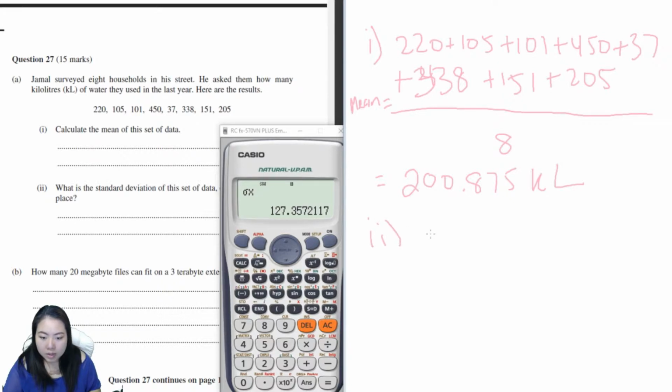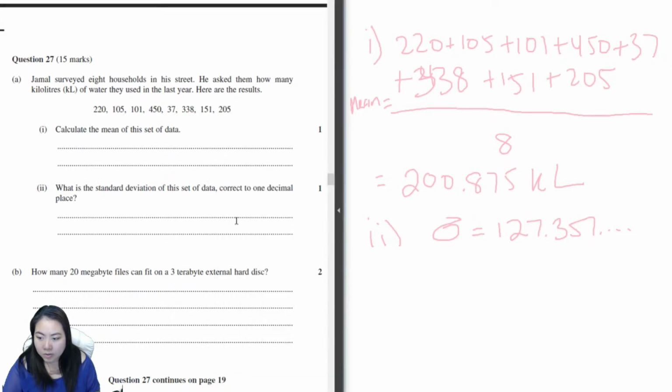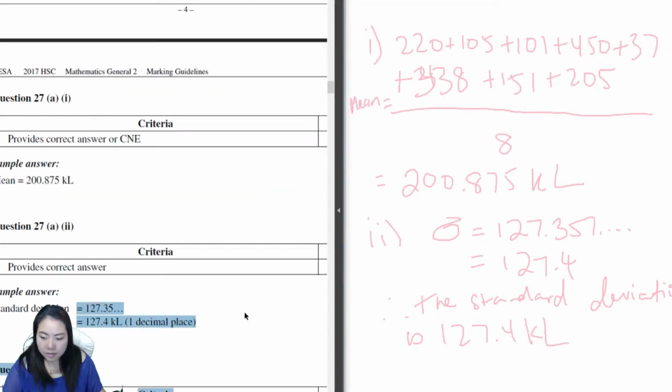Number 2, standard deviation is 127.357... The question, I believe, asks us for 1 decimal place, so therefore it is 127.4. Then you write your sentence: therefore the standard deviation is 127.4. There you go, standard deviation is 127.4 kiloliters.